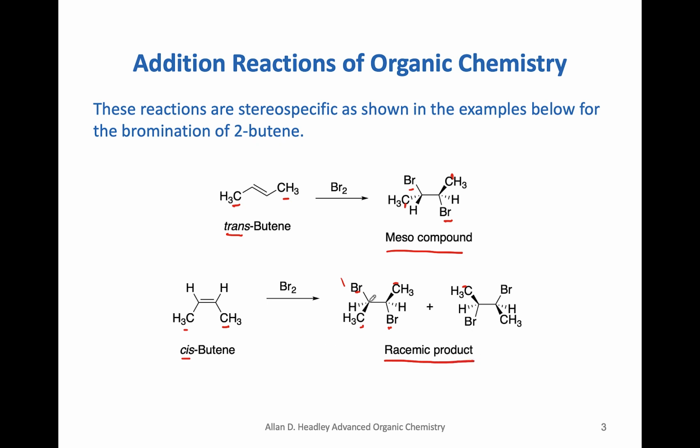Let's review that again. So we have a chiral carbon here, which has 4 different groups around it. A chiral carbon here, which has 4 different groups around it. You can determine the R or S. Same here and here, and you'll determine that they are enantiomers, and it would be an equal mixture of enantiomers.